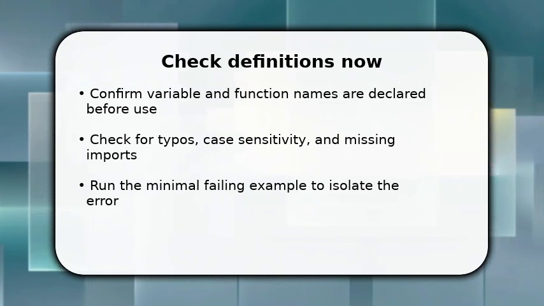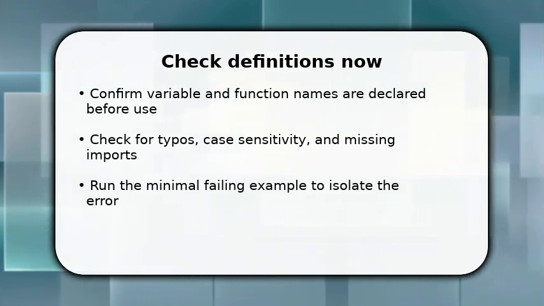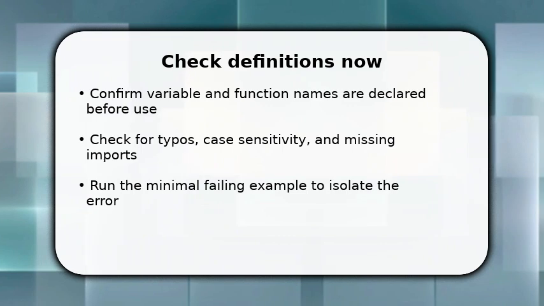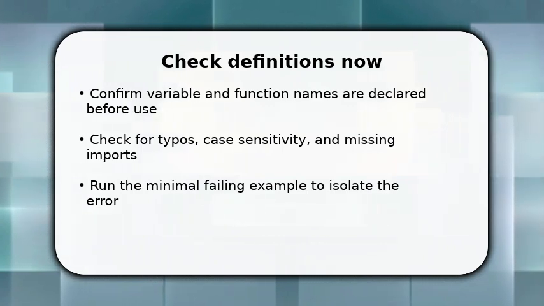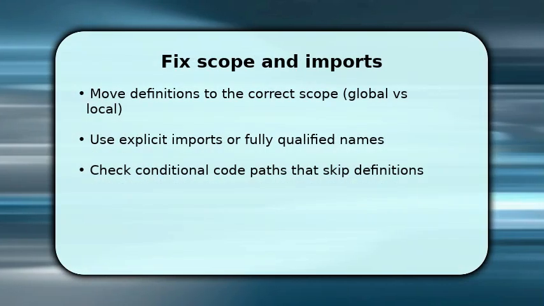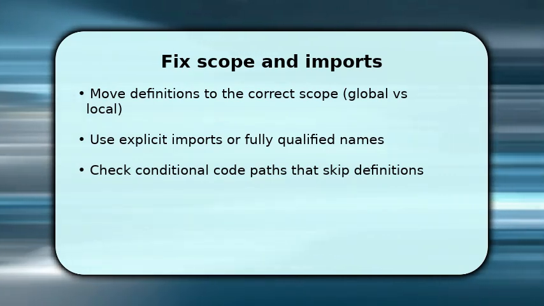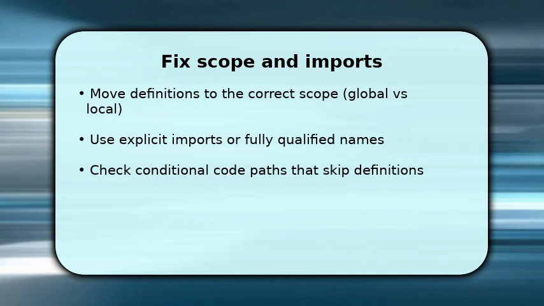Run the small isolated snippet after each change so you can see if the NameError disappears, instead of chasing unrelated code paths. Once done with basic checks, focus on scope and control flow. If a name is defined inside a function, you cannot use it outside without returning it or declaring it global. Make sure conditional branches actually run the code that creates the name. Otherwise, the name won't exist at runtime.